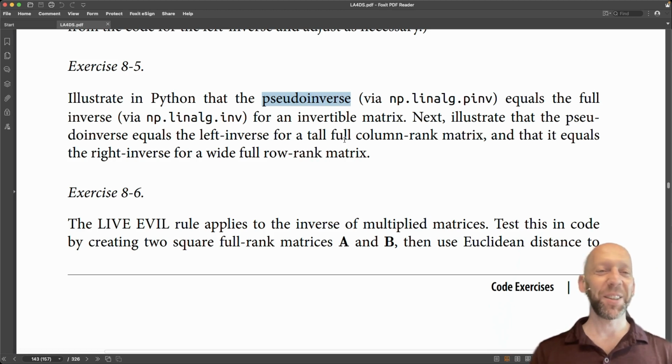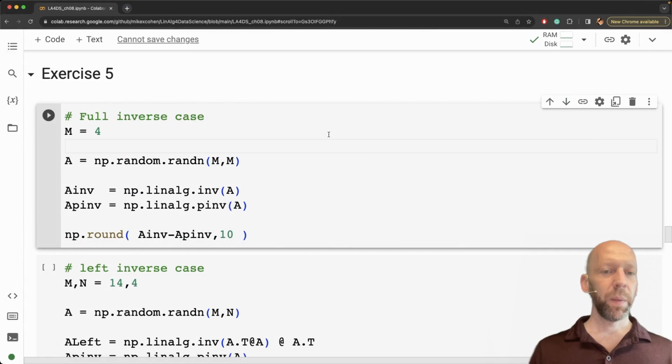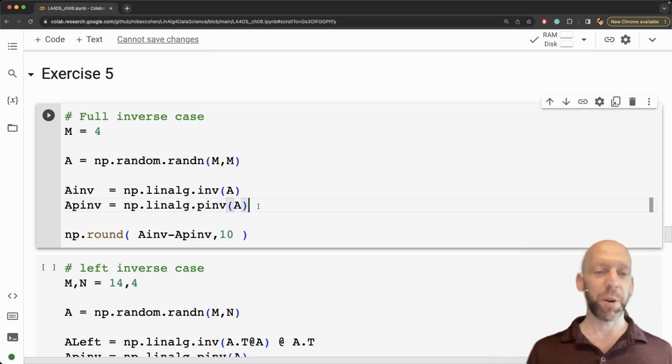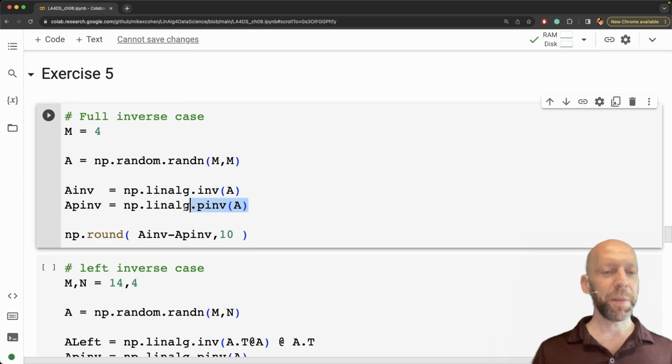What we are going to do in this exercise is demonstrate that empirically to help you gain intuition for the pseudo-inverse. So here I am creating a full rank matrix, a 4x4 matrix. This matrix will have a regular full inverse, a two-sided inverse, and that's what I compute here. And then here is the pseudo-inverse. This function pinv computes the Moore-Penrose pseudo-inverse of the matrix.